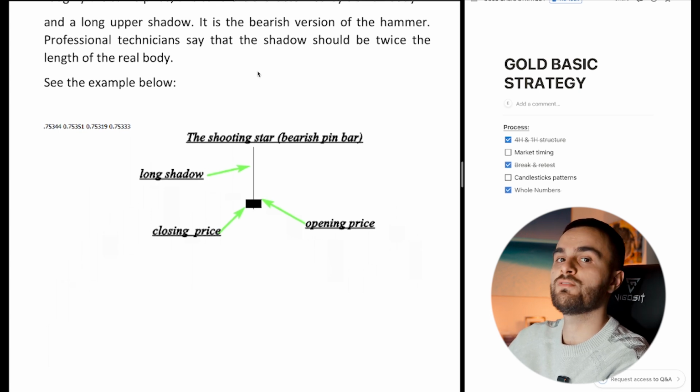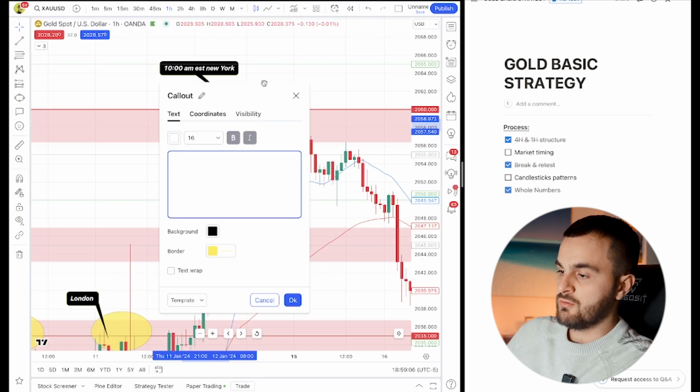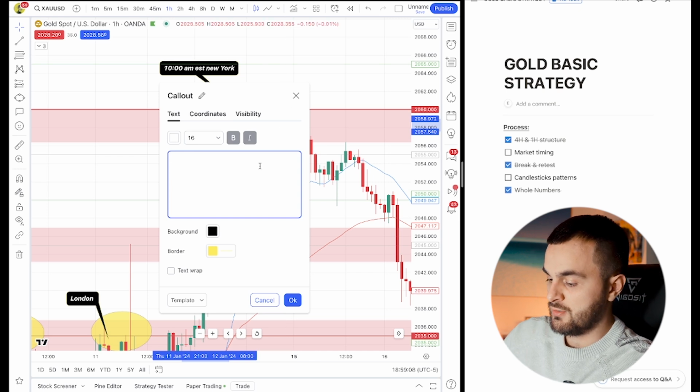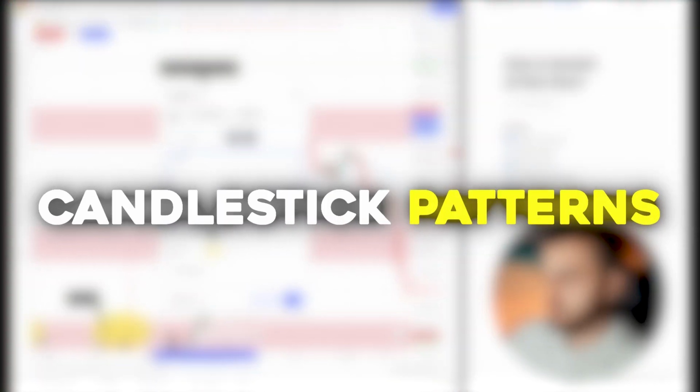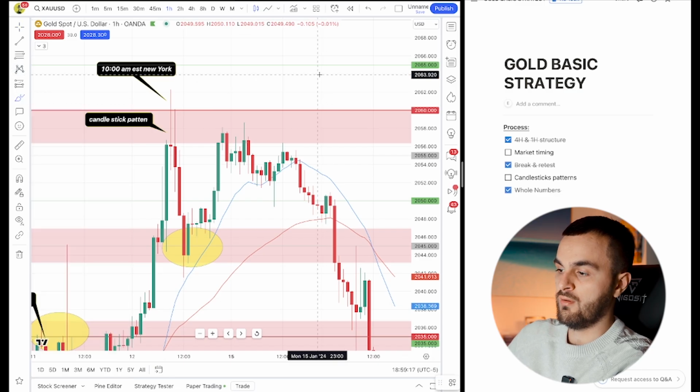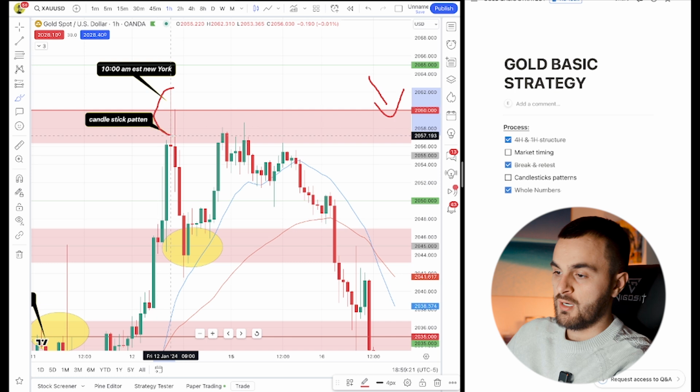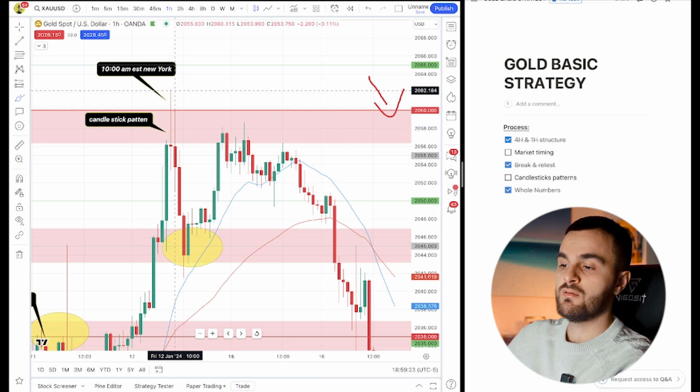Candlestick patterns give you support and resistance, which is giving us like a doji and a bit of a shooting star. So we can see candlestick pattern on the 1 hour chart. Also right around the whole number, 2060. Market timing, New York session. So it's a good time to be looking for volume in the market, looking for an entry.